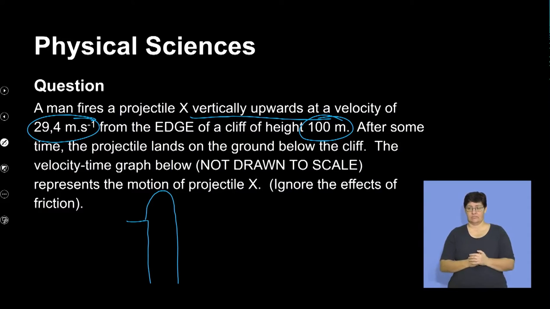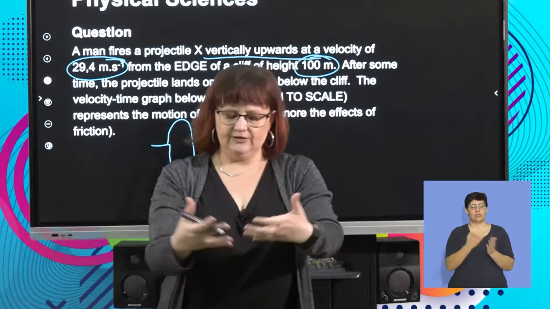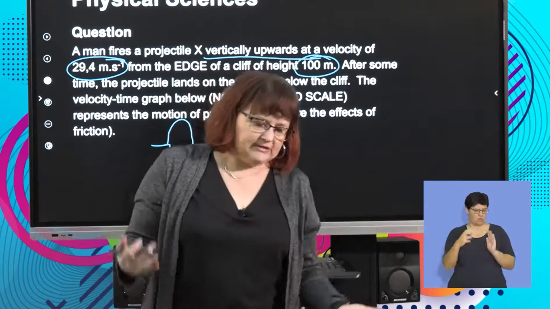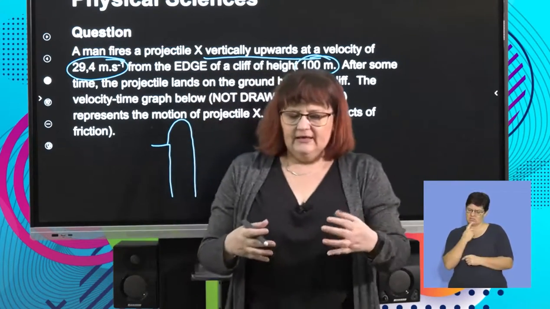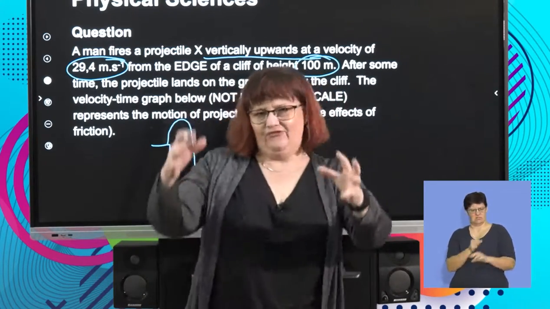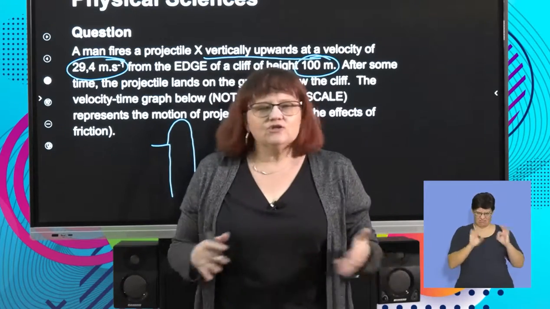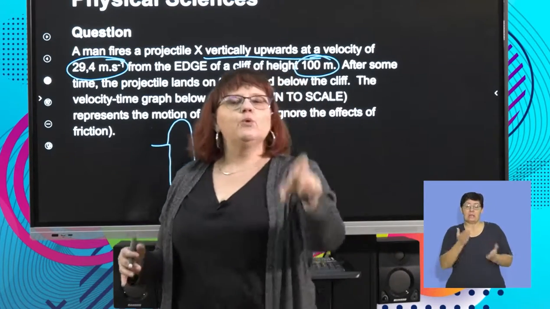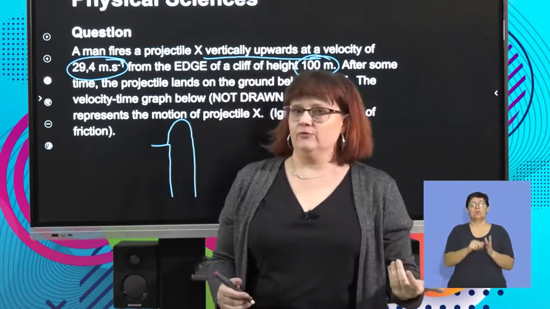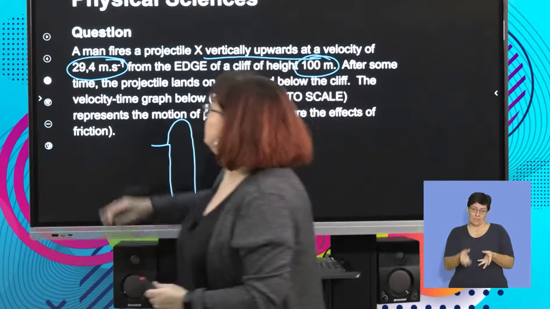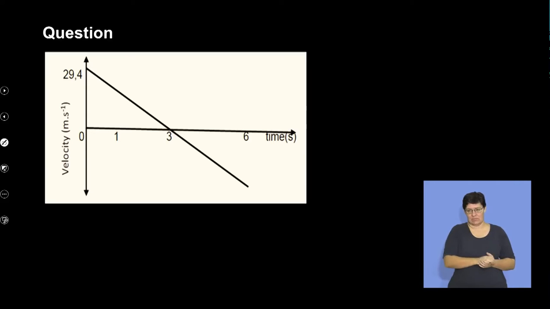The velocity time graph, which you'll see next, shows the motion, and it's not drawn to scale. They put that in because sometimes when we get a graph in an exam or a test, we look at it and go, it doesn't feel like it's right. It's okay, it's not about that. You're going to get important pieces of information from the graph, and that's what we're using. So here's the graph.